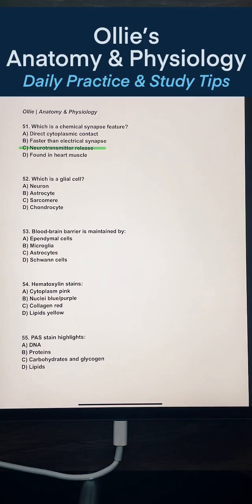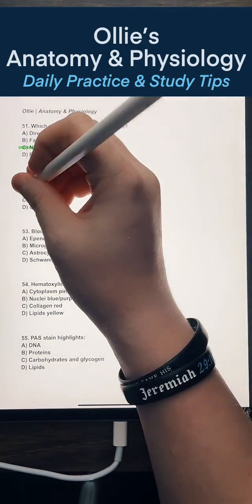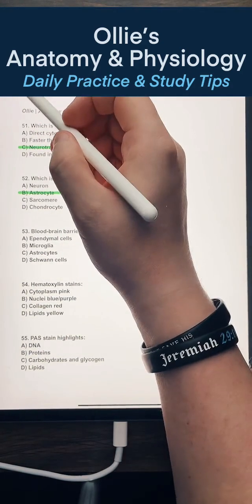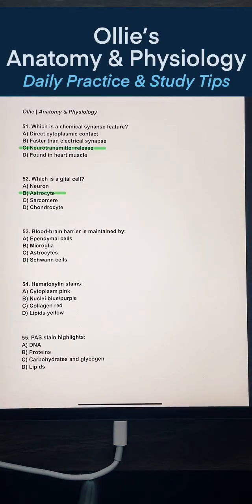What is a glial cell? The answer is B. It is an astrocyte. Astrocytes are an example of a glial cell. Glial cells are going to support neurons. So you have your astrocytes, oligodendrocytes, microglia, the ependymal cells. Neurons transmit signals. Sarcomere is for the muscle, and chondrocyte is for cartilage.